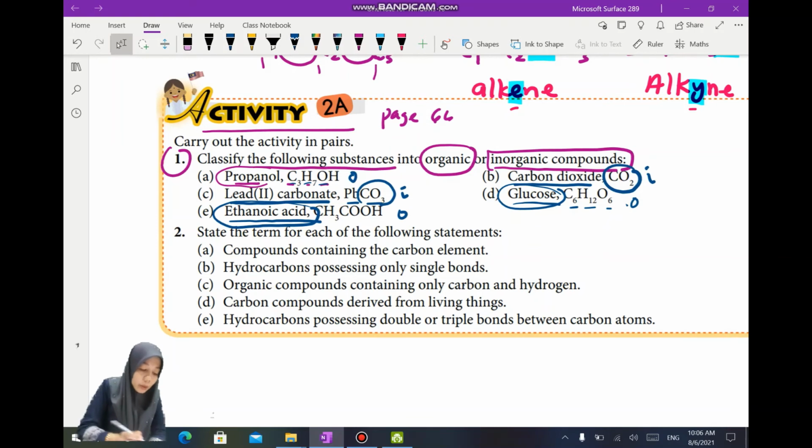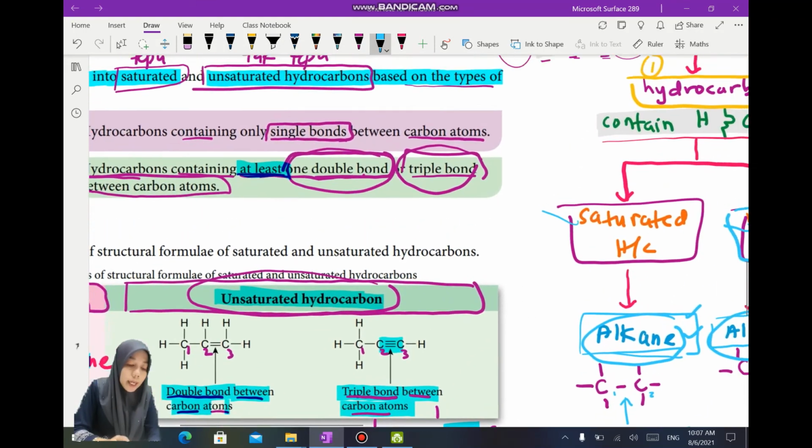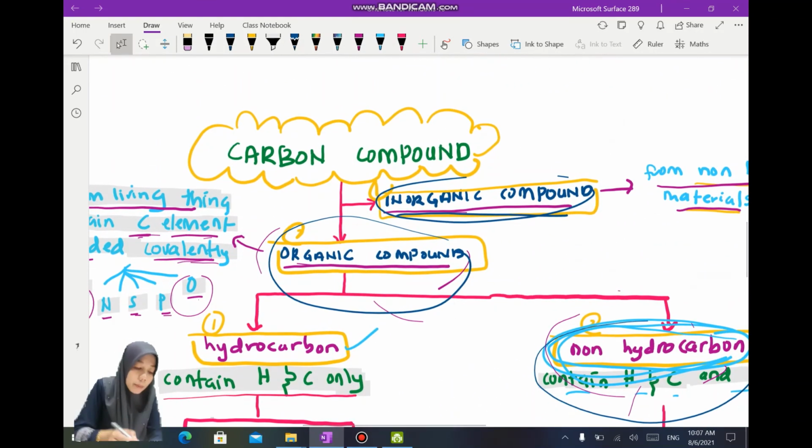Now we continue with number 2. Cik padam dulu yang ni. Number 2. State the terms for each of the following statements. Cuba kita kenal pasti terms tadi dengan istilah-istilah tadi. And then 2A. Compound containing the carbon element. Sebatian yang mengandungi unsur karbon. Apakah sebatian yang mengandungi unsur karbon?